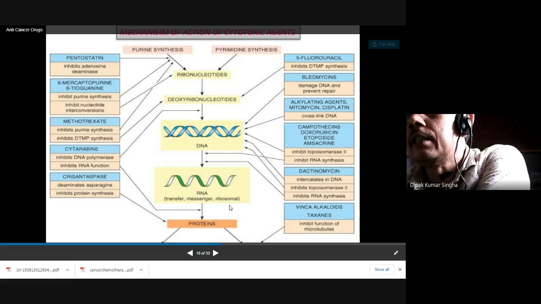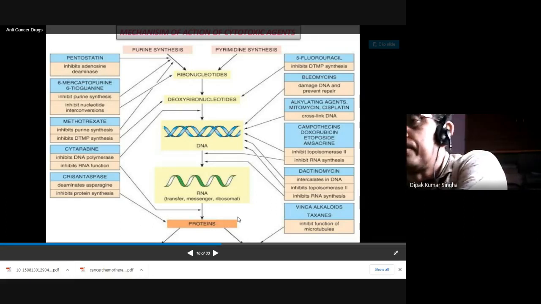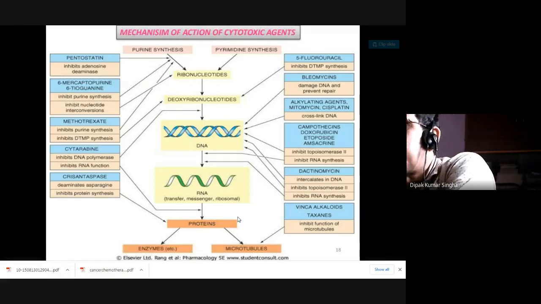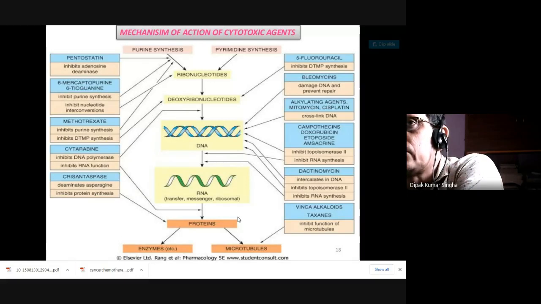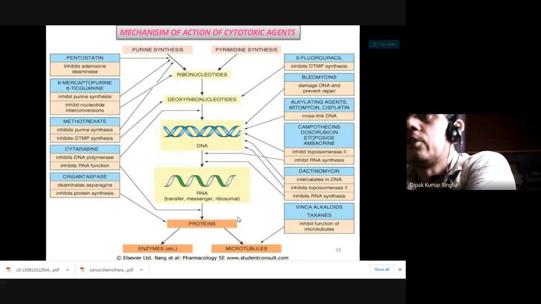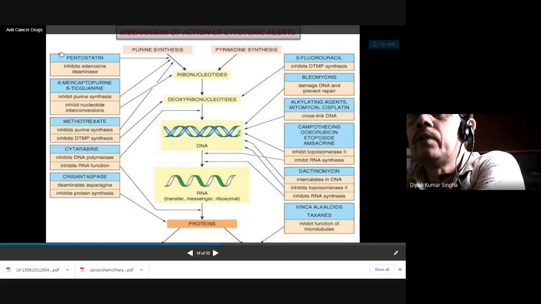Anyhow, these proteins or enzymes are not produced if any step of the reaction is blocked. Finally, the proteins will be produced. If this protein is not produced, there is no chance of growth of the cells, cell division, or enzymatic function or the microtubules. So these are all the purine analogs.